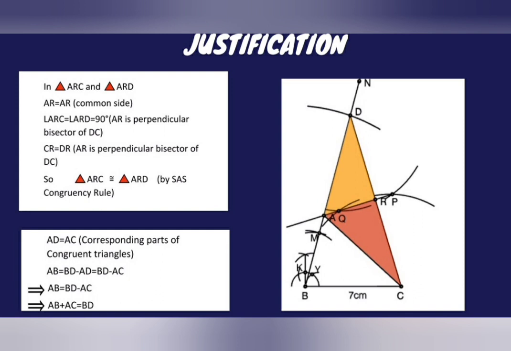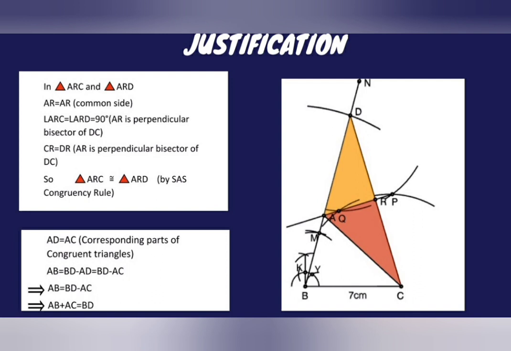So the two triangles so formed, that is triangle ARC and triangle ARD, are congruent to each other. So let us see the three matching parts that we have. As I have already written, AR is equal to AR, which is the common side in both the triangles. Angle ARC is equal to angle ARD, both of them equal to 90 degree, as AR is the perpendicular bisector of DC, and CR is equal to DR, as AR is perpendicular bisector of DC. So triangle ARC is congruent to triangle ARD by SAS congruency rule.